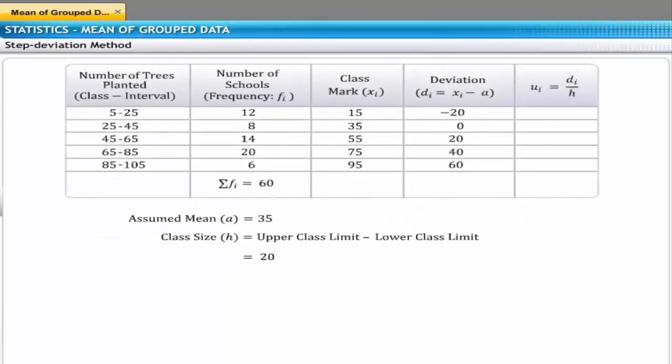Now, for each class interval, let us divide the deviation from the assumed mean by the class size. This value is denoted by ui. The value of ui for the first class interval is equal to minus 20 divided by the class size 20, which is equal to minus 1. Similarly, for the second class interval, this value is 0. The remaining values are shown in the table.